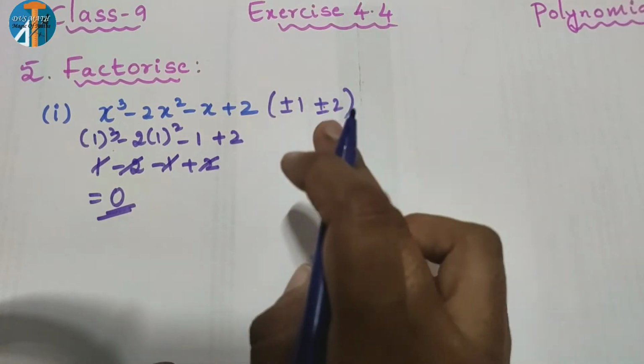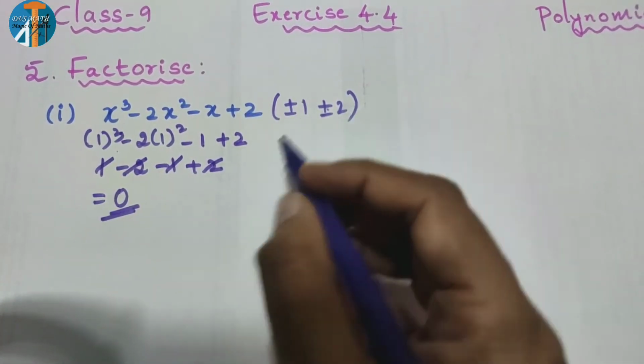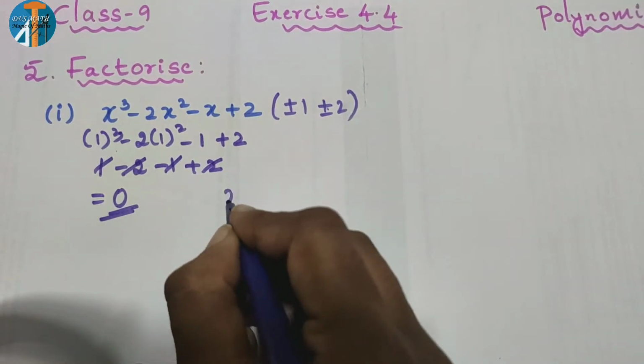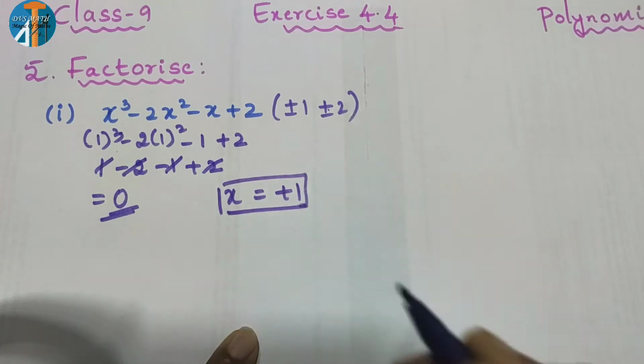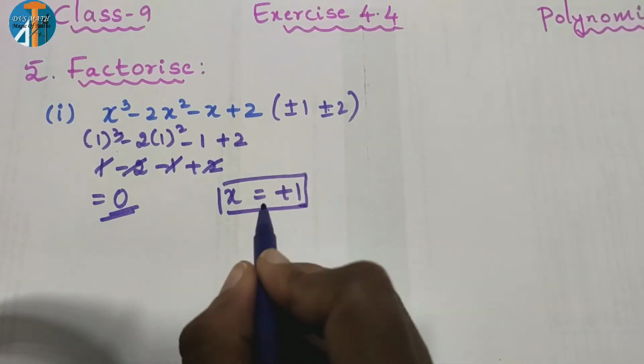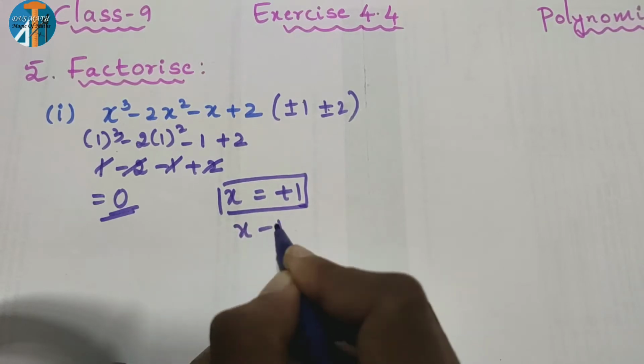That means which is the value where the whole polynomial is becoming 0? Which is that value? It is plus 1. That means you are taking x is equal to plus 1. x is equal to plus 1. Okay, that means which is the factor? If you take this side, it becomes x minus 1, right?